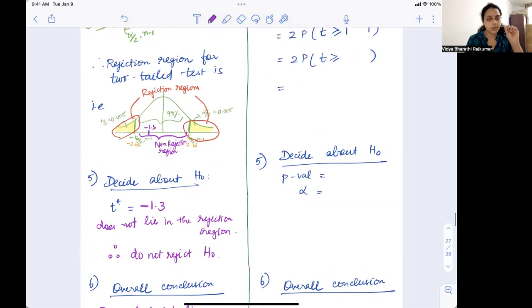All that we did was we computed the T statistic. We identified the rejection regions. We saw that the T statistic does not fall in the rejection region. Therefore, do not reject the null.